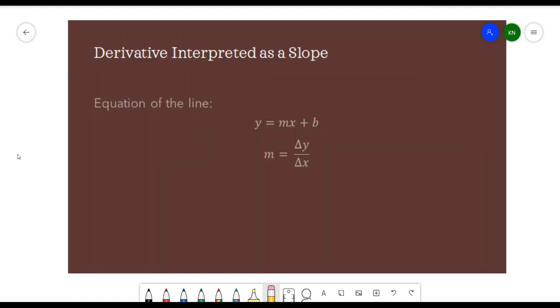So we have here another topic, which is the derivative interpreted as a slope. So basically, it is just the same process. It's just that it is interpreted as a slope.